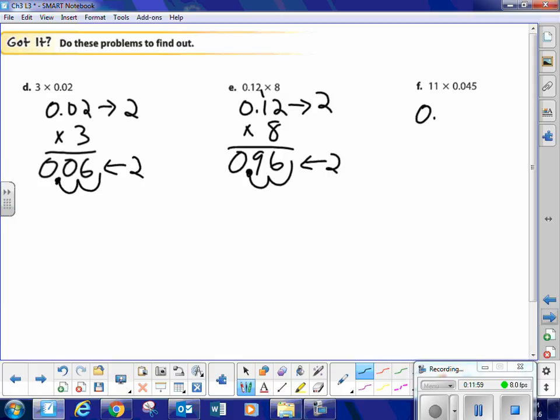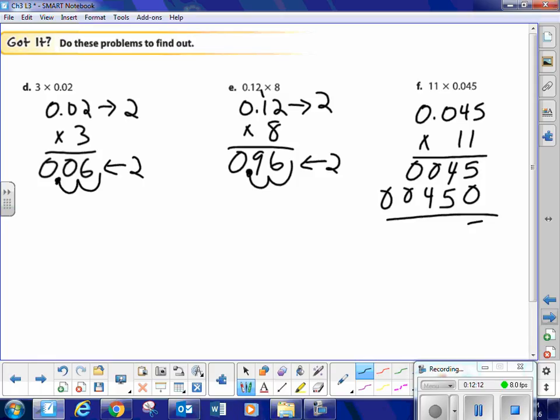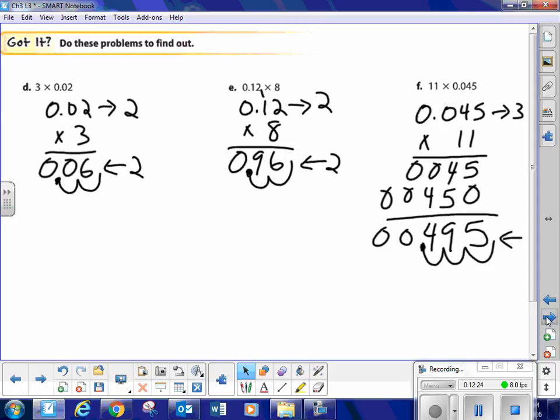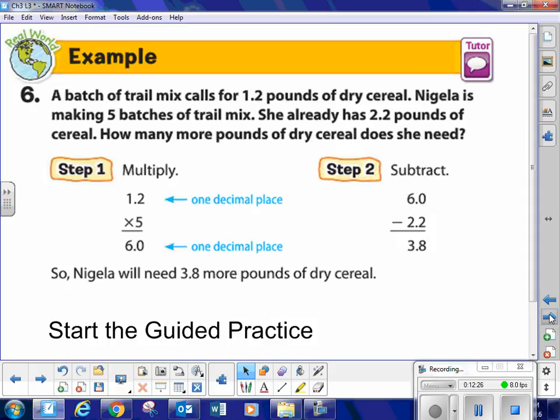Okay, 0.045 times 11. 45, 450, 495. We need 3 decimal places, so we have to give it 3. 1, 2, 3. Excellent. Okay, shouldn't be too hard. You really should be able to breeze through this.